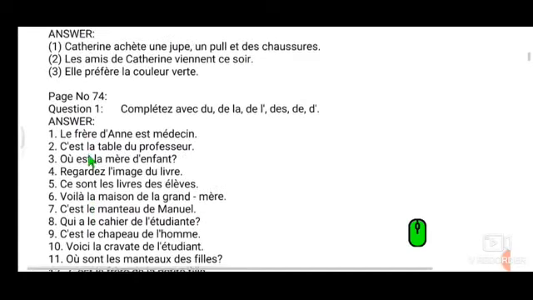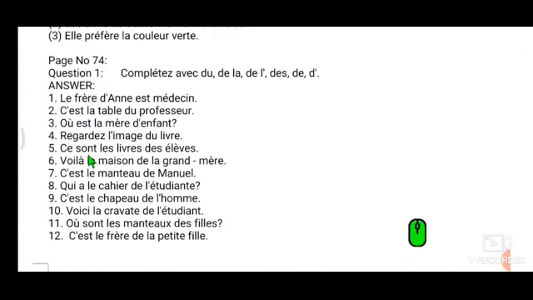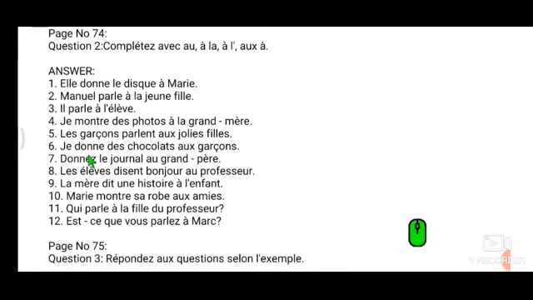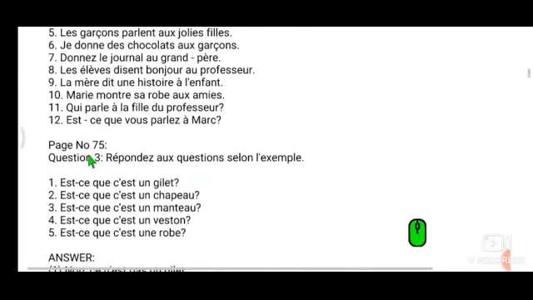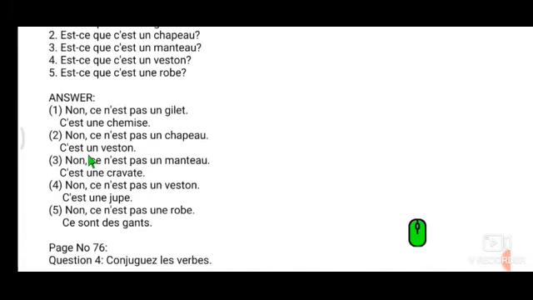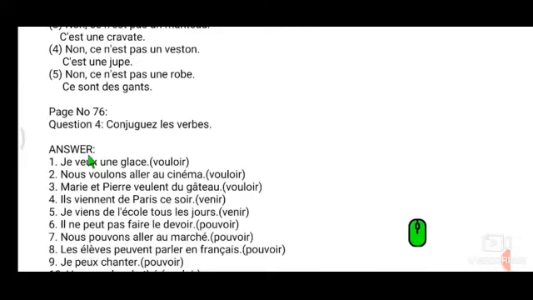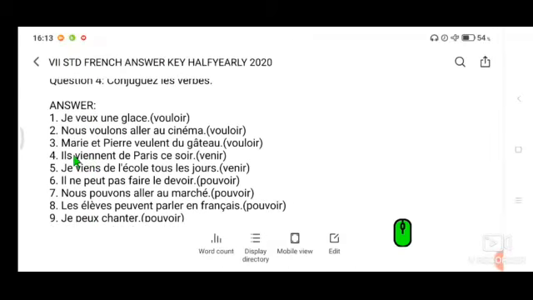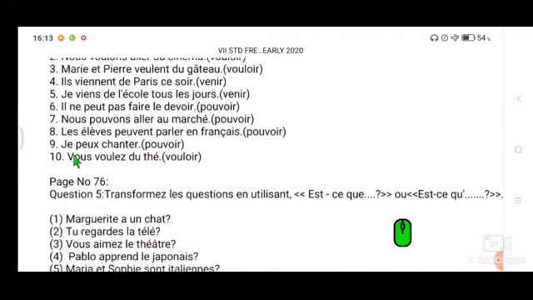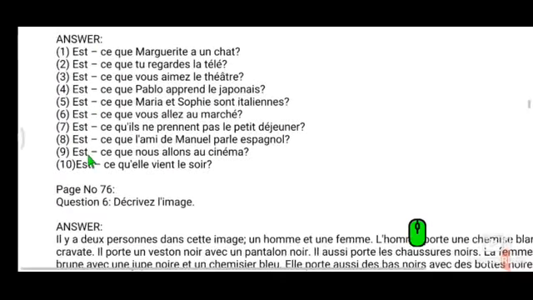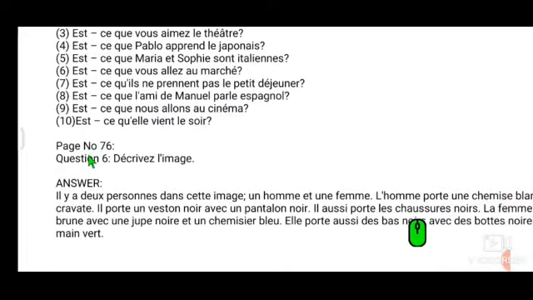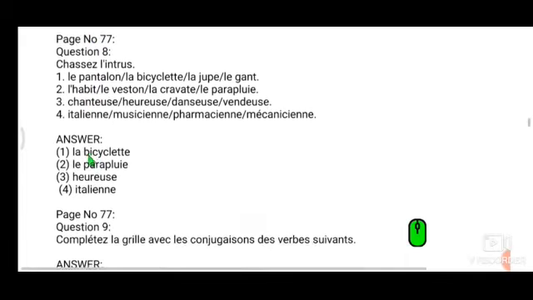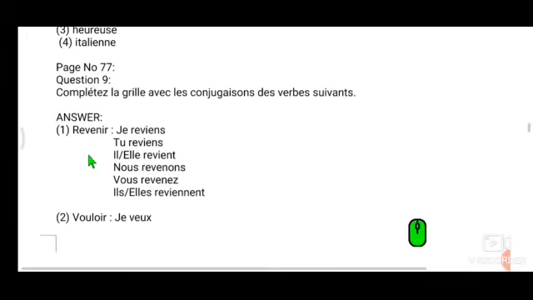For all the grammar based exercises, I request you to write and see. This is preposition or l'article contracté, you have to write and see. And conjugation, please write and practice. For example, this exercise number 4, see this est-ce que. These exercises you write and practice, and especially this conjugation.